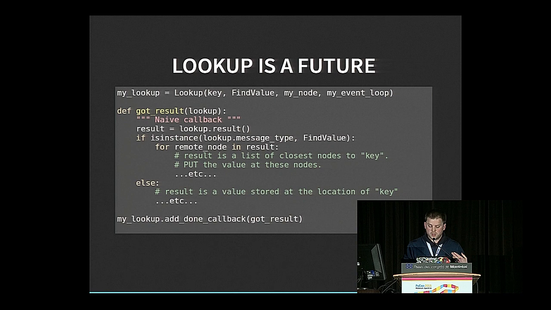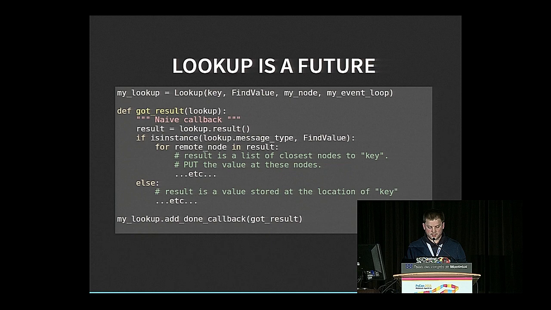So the result for a lookup is either a value if I'm trying to get something, or a not found exception if I can't find it in the case of a get, or it's a list of the closest known nodes in the case of a put, in which case I know that these 20 or 30 nodes need to have this value. Okay.